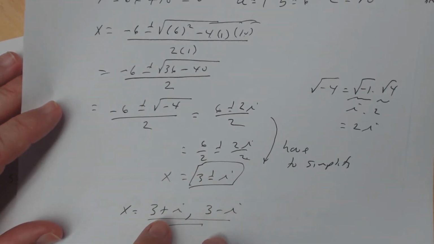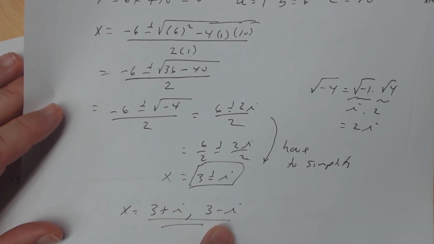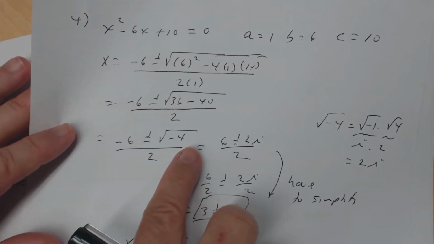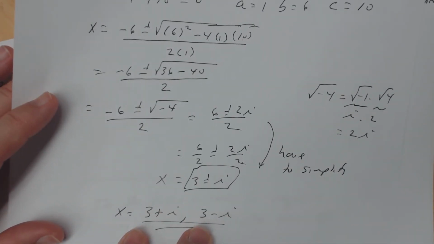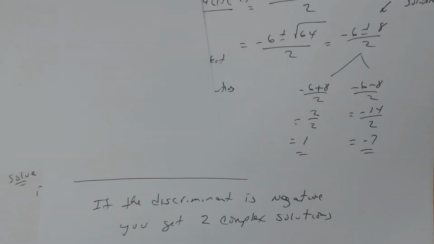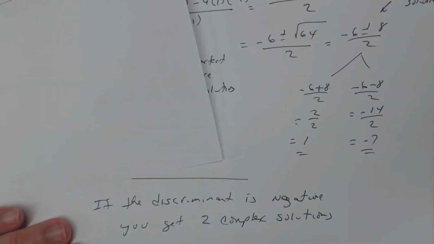Now I want you to notice something. See how they look? 3 plus i, 3 minus i? Those are conjugates. So if the discriminant is negative, you're going to get two complex solutions. Now they're going to be conjugates, and they will be conjugates.